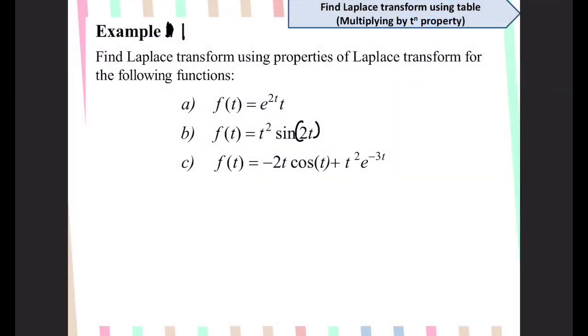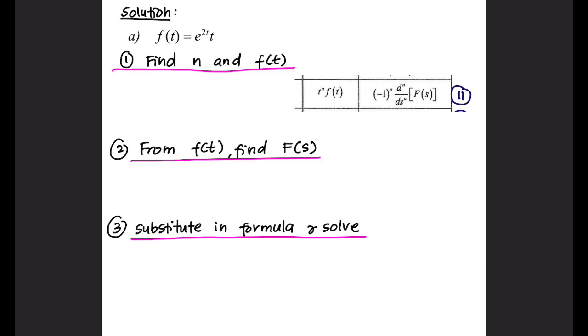Let's look at example 1. Find Laplace transform using properties of Laplace transform. For question A, we have f(t) equals t exponent 2t. For all these questions, you must apply properties of Laplace transform. In this lesson, we will apply the multiplying by t^n property. Look at question A, f(t) equals exponent 2t multiplied with t. So we want to find Laplace of t exponent 2t.